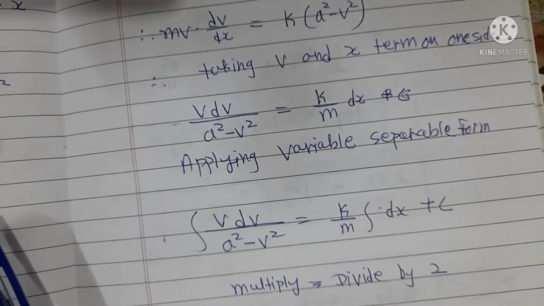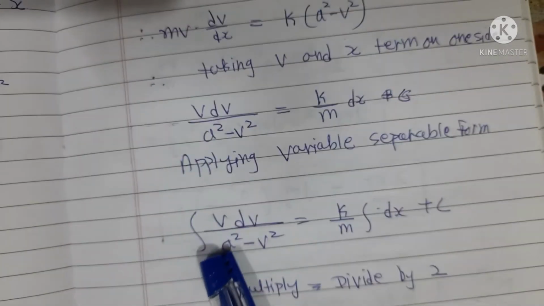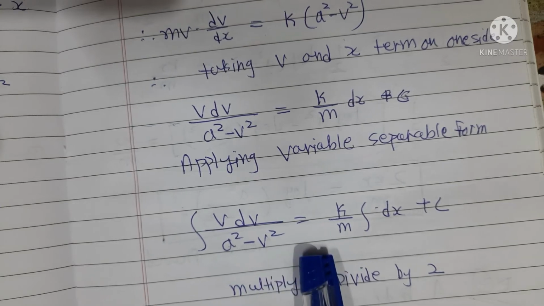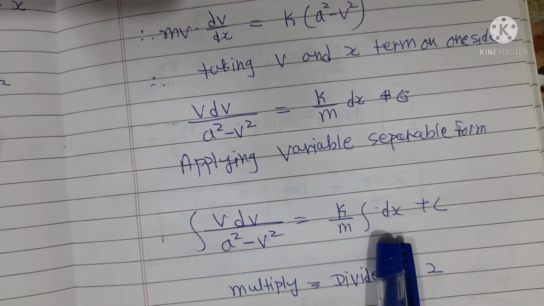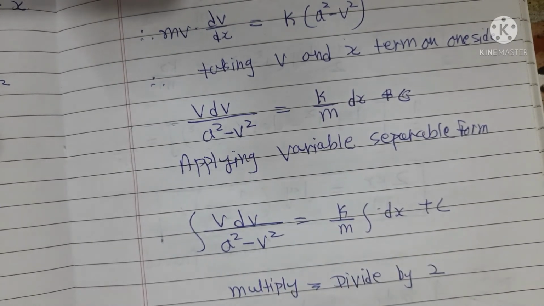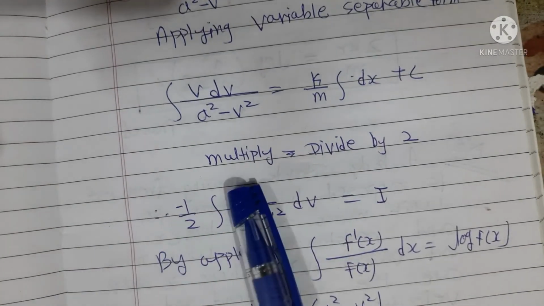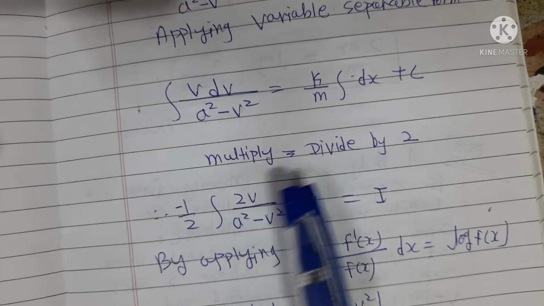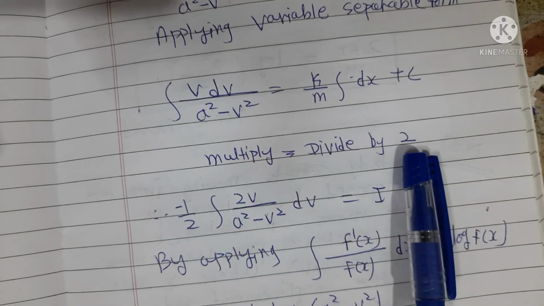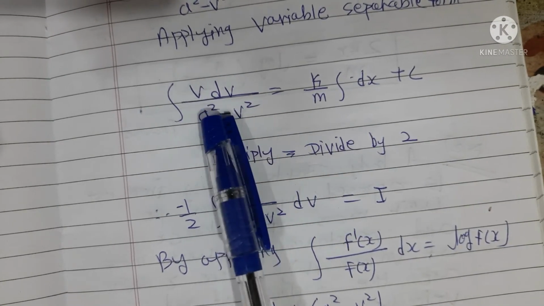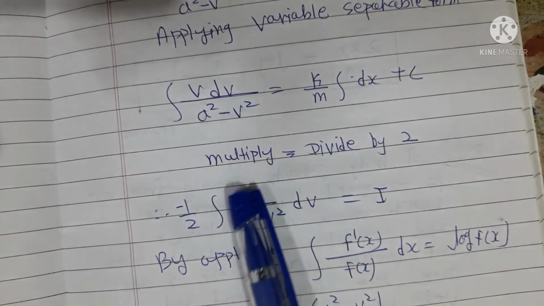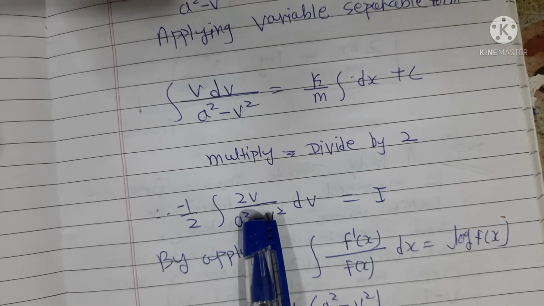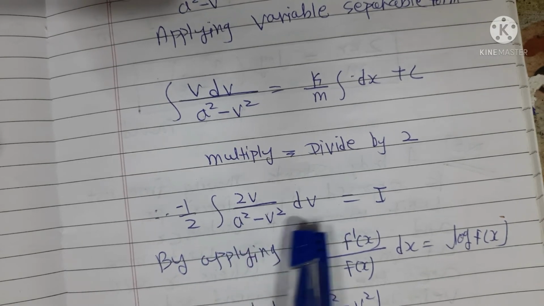Now applying the variable separable form and integrating, we will get integration of v dv upon a square minus v square is equal to k upon m integration of dx plus c. Now multiply and divide by 2. Why do we have to multiply and divide by 2? Because we have to solve this integration. Therefore minus 1 by 2 integration of 2v upon a square minus v square dv.